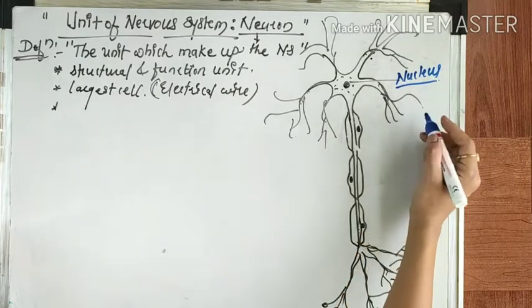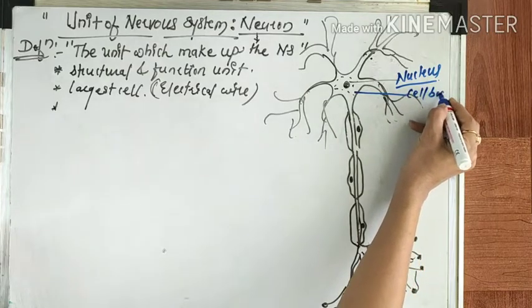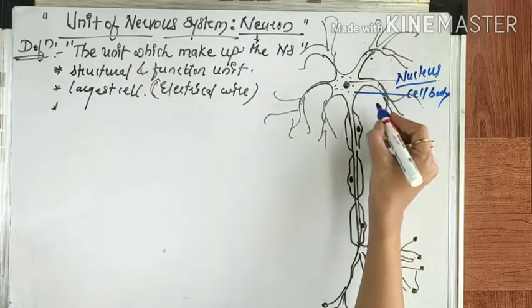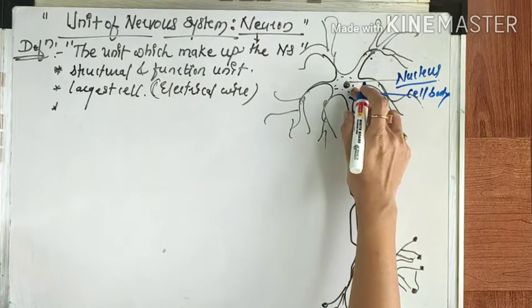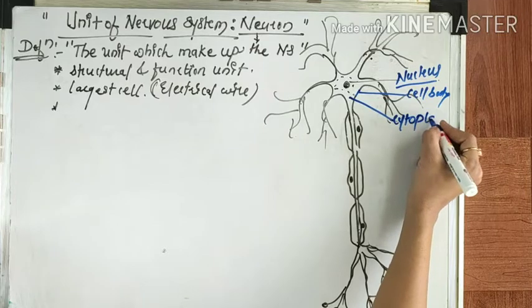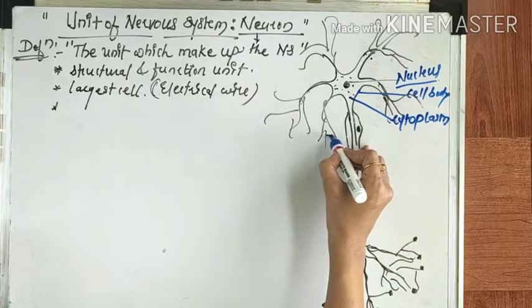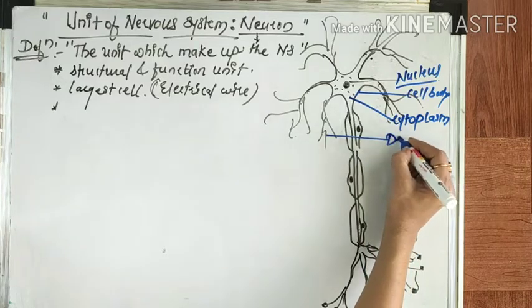Okay, this part is known as the cell body. Okay, this is the cytoplasm. Okay, we can see this hair-like, thread-like structure, that is called dendrites.